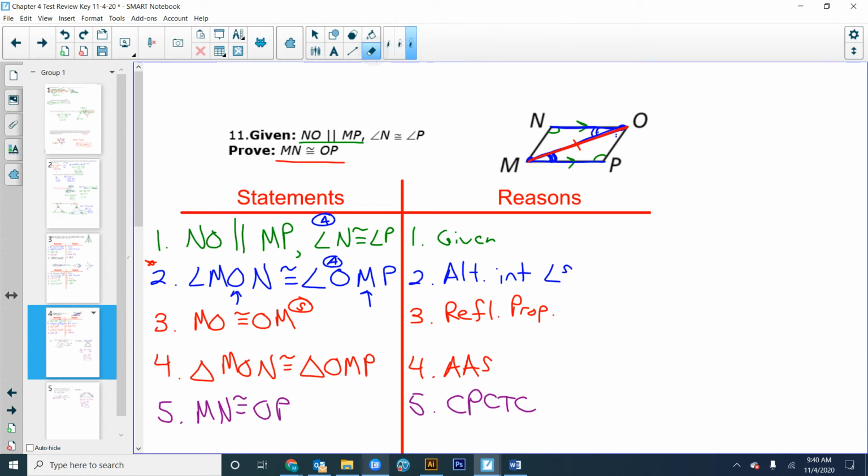11. When you're given that a pair of segments are parallel, what should you be thinking of? Very good, Cole. Alternate interior angles. Do you see the alternate interior angles form? Because the lines are parallel. How did you name those ones? I did NOM and MOA. Or what? Can't read it. Oh, PMO. Good.